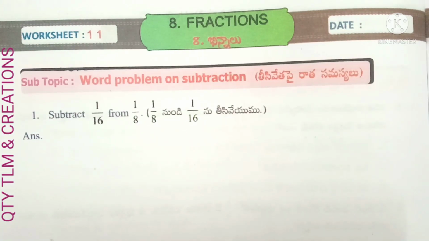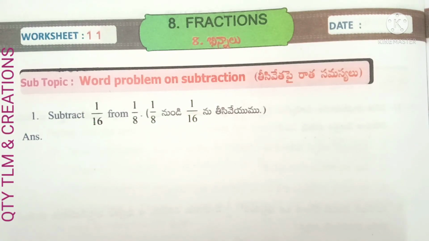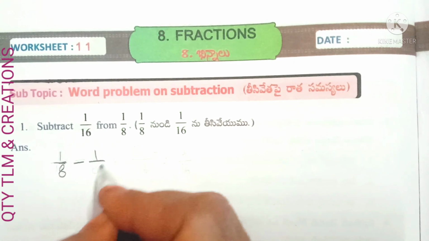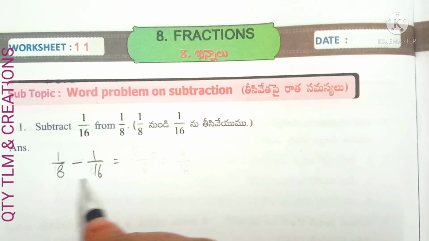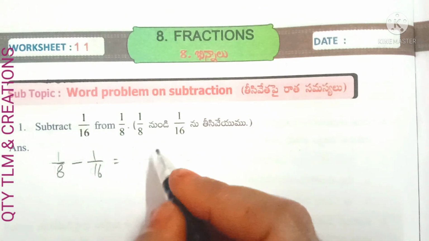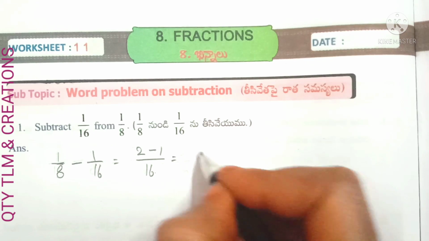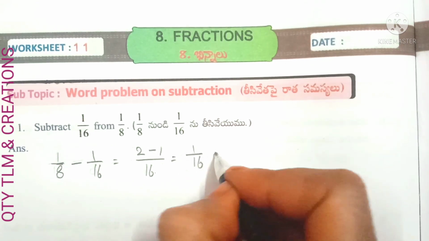Next, worksheet number 11. Subtopic: Word Problems and Subtraction. First question. Subtract 1/16 from 1/8. So 1/8 minus 1/16. LCM of 8 and 16 is equal to 16. 2 minus 1, that is equal to 1/16.